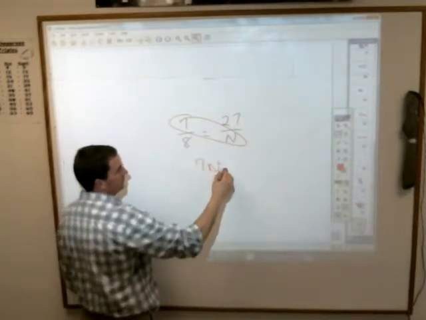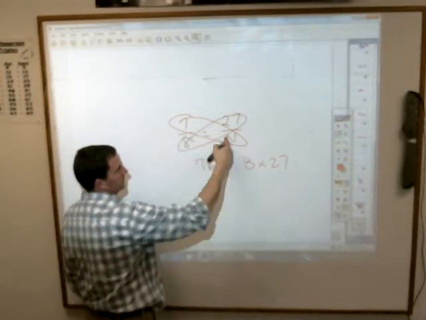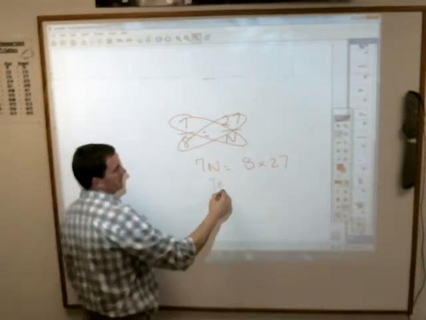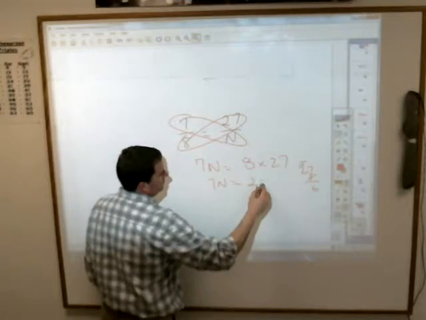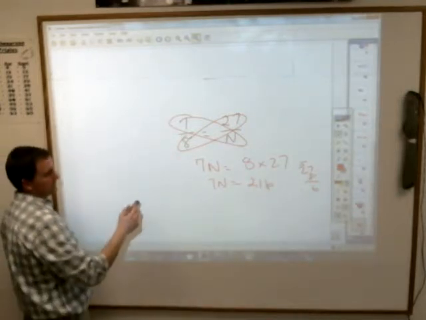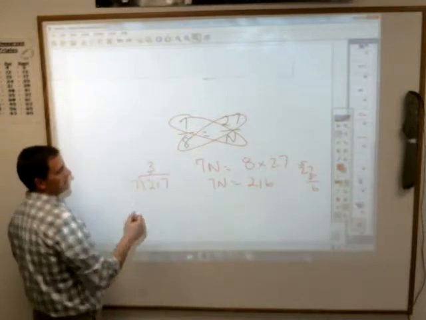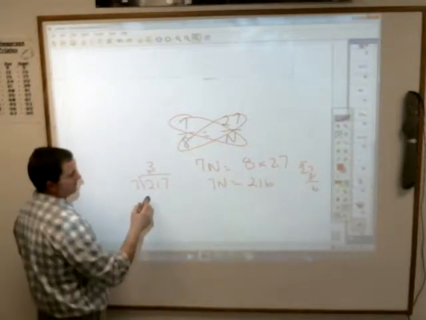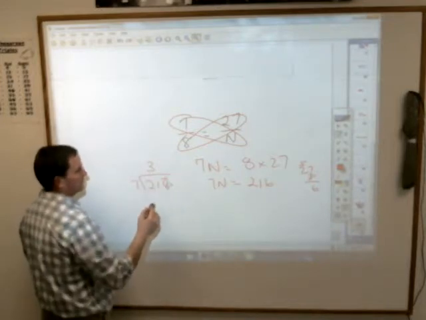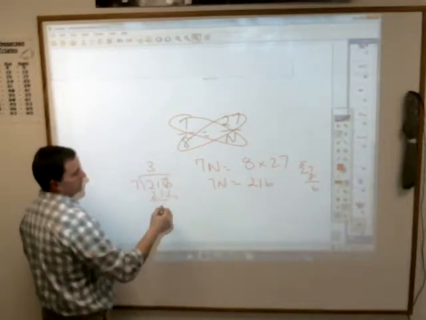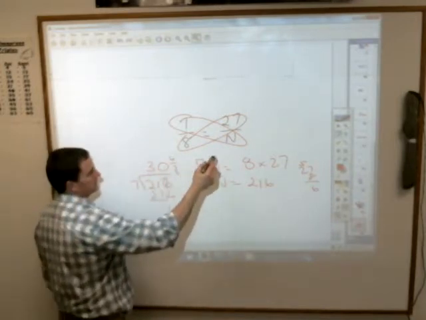7 times what number equals 8 times 27? This times this has to equal that times that. 7 times what number equals, what's 27 times 8? 216. So then you'd have to do, what is 216 divided by 7? And you get, oh, it does work out? How is that? Wait, what's it supposed to be? 16. Oh, that's not good. I was hoping it wouldn't work out. 7 doesn't go evenly, so you get 30 and 6 sevenths.